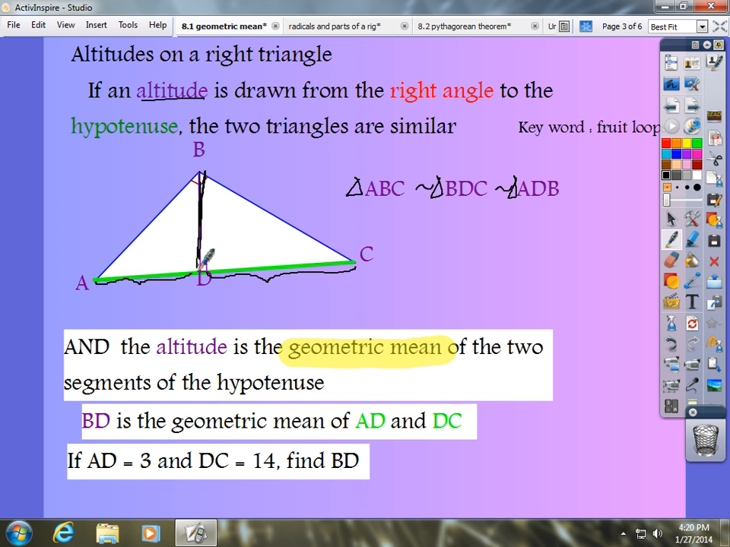All right, so let's put this into practice. AD is 3 and DC is 14. I want to find BD. I want to find my altitude. So what am I going to do? I'm going to follow my steps. I'm going to have 3 over x equals x over 14. So x squared equals 3 times 14, which is 42.